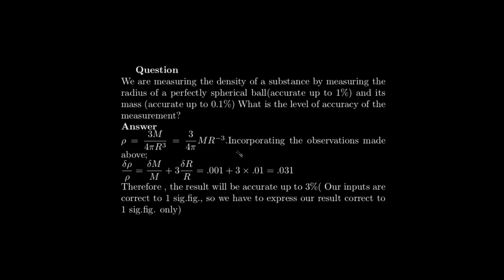Incorporating the observations made before this, we get delta rho by rho equal to delta m by m plus 3 delta r by r, which is equal to 0.001 plus 3 into 0.01, that is equal to 0.031. Therefore, the result will be accurate up to 3%.